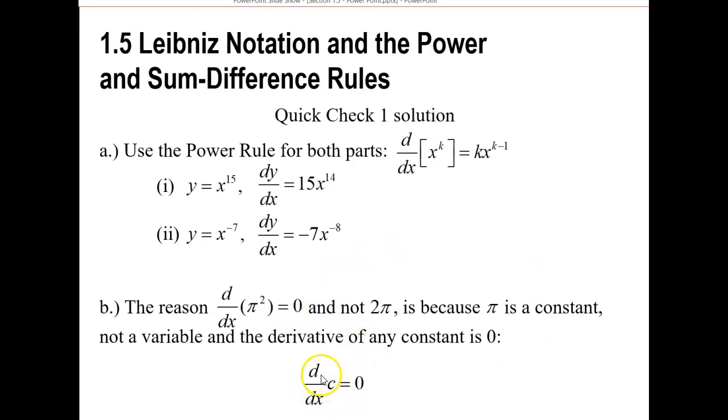Okay, so that's just a rule. The derivative with respect to x of a constant is always going to equal 0. And since pi is a constant, pi squared is a constant, so the derivative is simply 0.